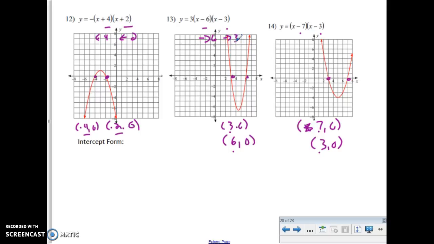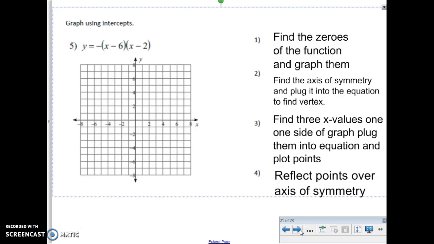Okay, there's a pattern. So intercept form has the form of a times x minus p times x minus q. Okay, so if it's minus, that means it's going to the right. If it's plus, that means it's going to the left. Okay, so let's look at an example right here.